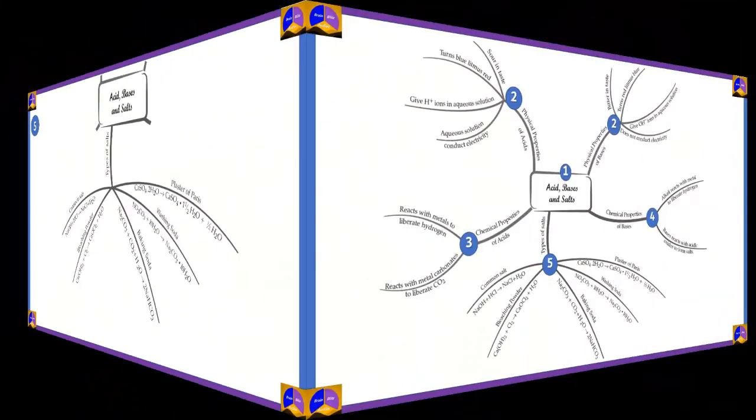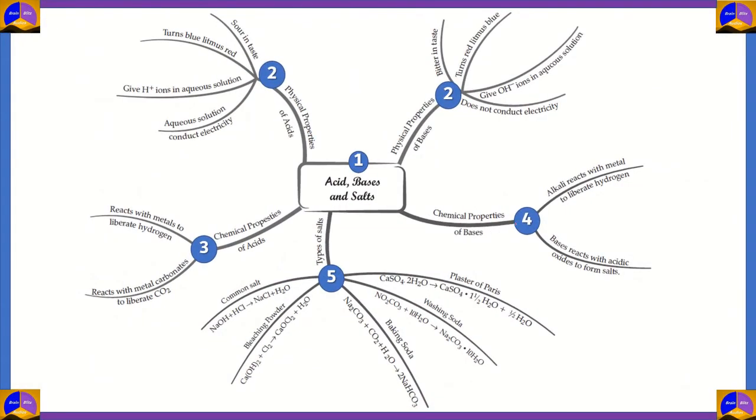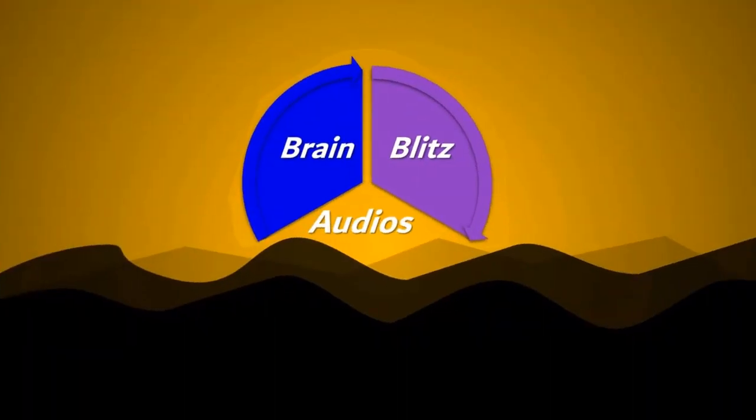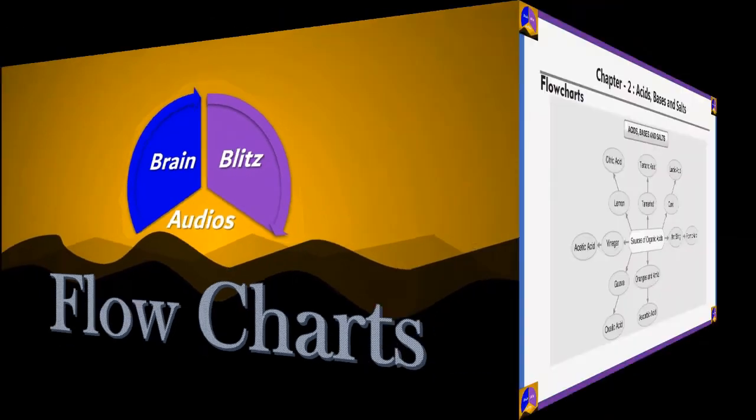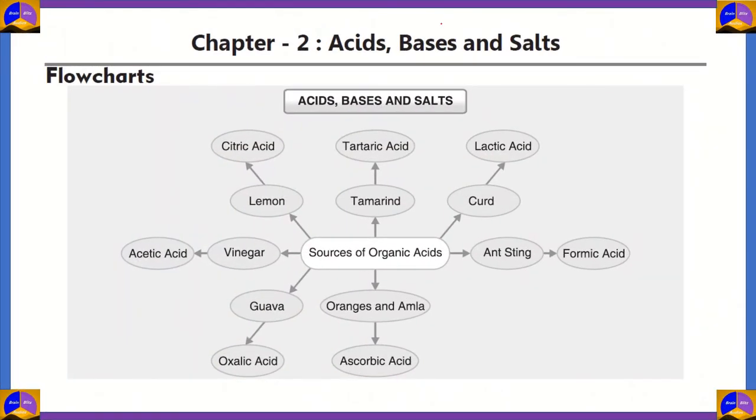So that concludes this mind map. We looked at acids, bases, and salts, physical properties of both acids and bases, chemical properties, indicators, as well as types of salts. Now, it's not just mind maps that we have to deal with. We can also use flowcharts in order to deal with exams. They are also effective at last minute preparation. So this is a flowchart for the chapter acids, bases, and salts.